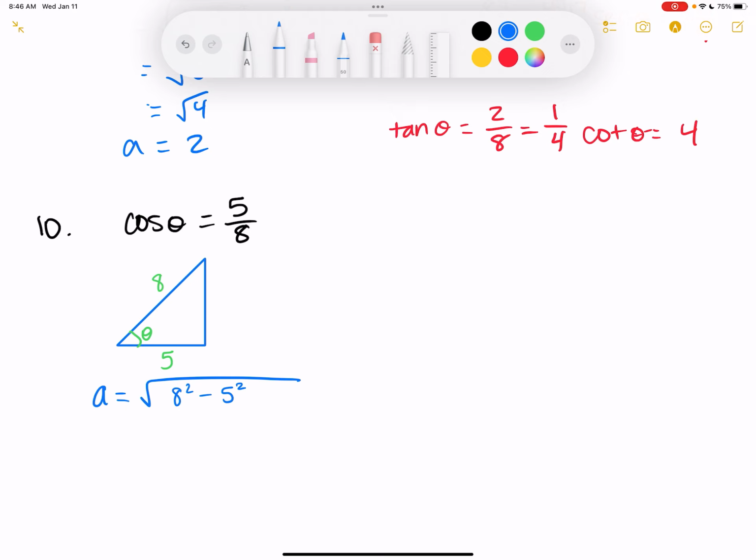So this would be the square root of 64 minus 25. So a is equal to the square root of 39.